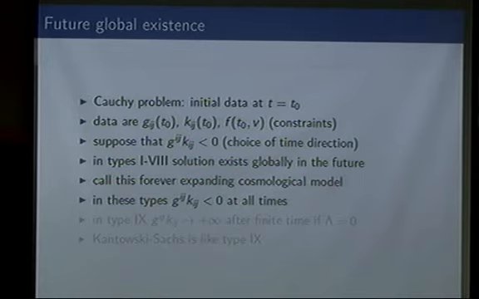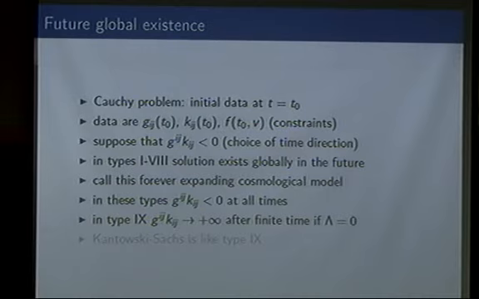Things look very different for type 9. For type 9, you find that this same quantity, even if it starts negative, will become positive after finite time, and then it will go to plus infinity in finite time. At least if the cosmological constant is 0. If the cosmological constant is non-zero, this may be different. But for the case lambda equals 0, we get this statement.